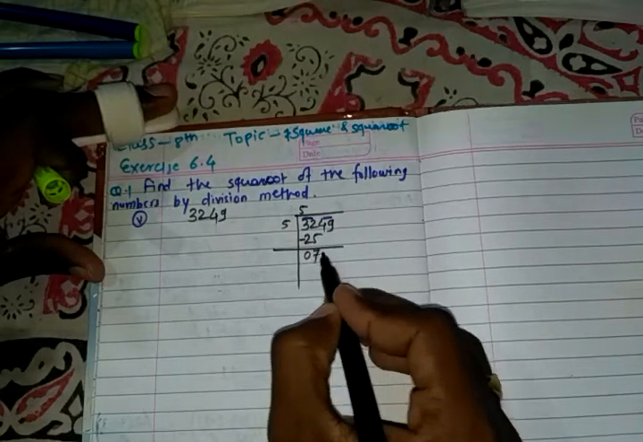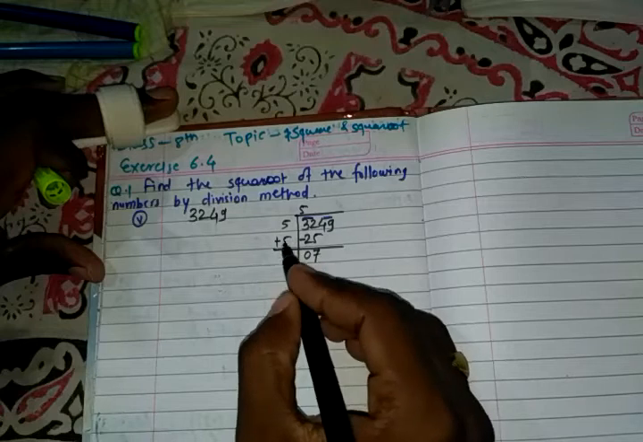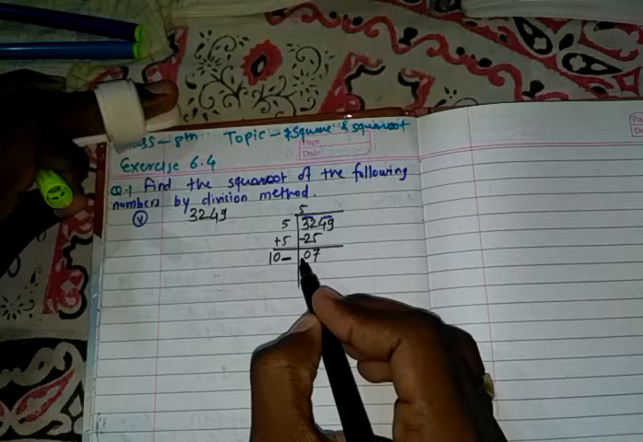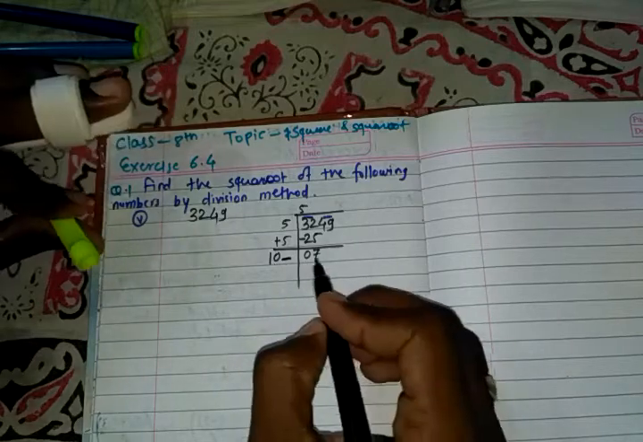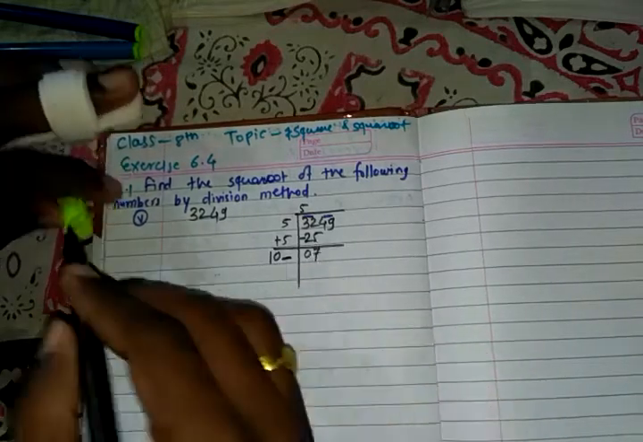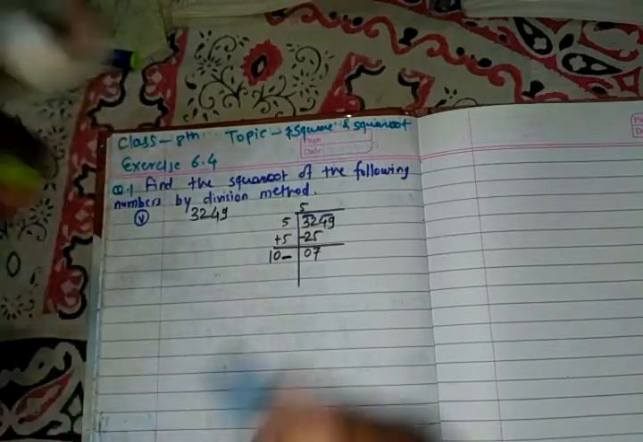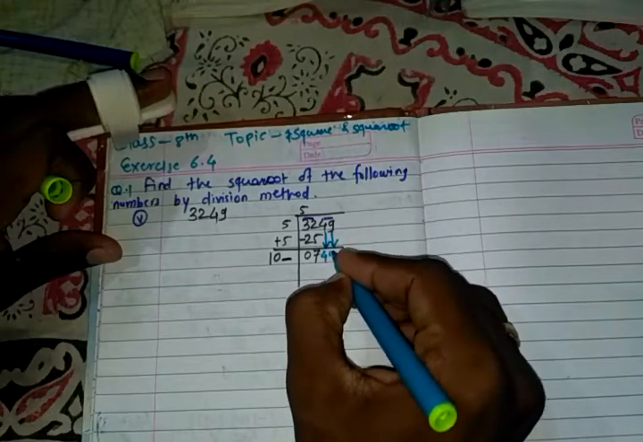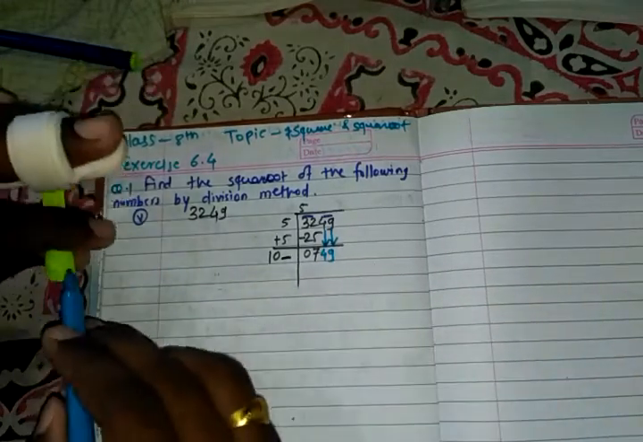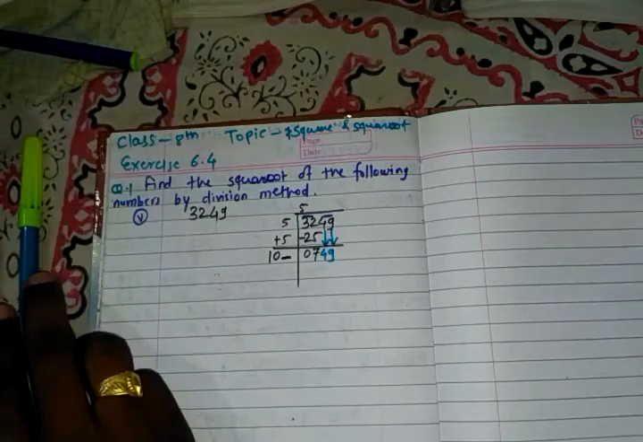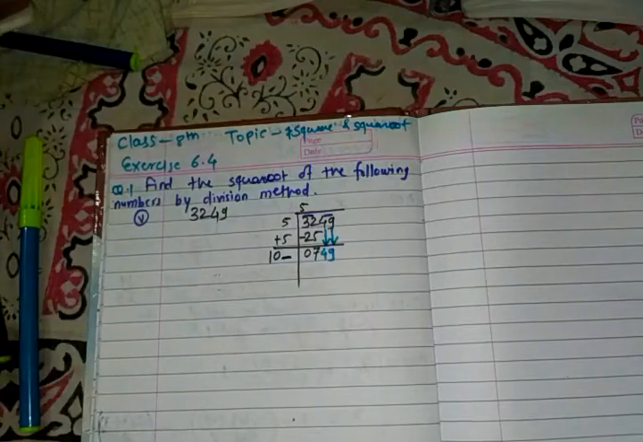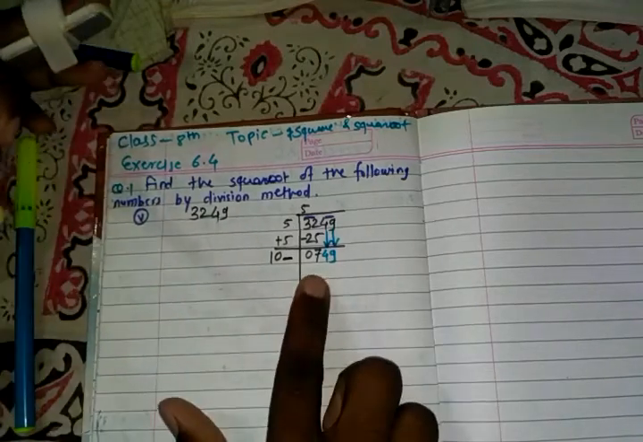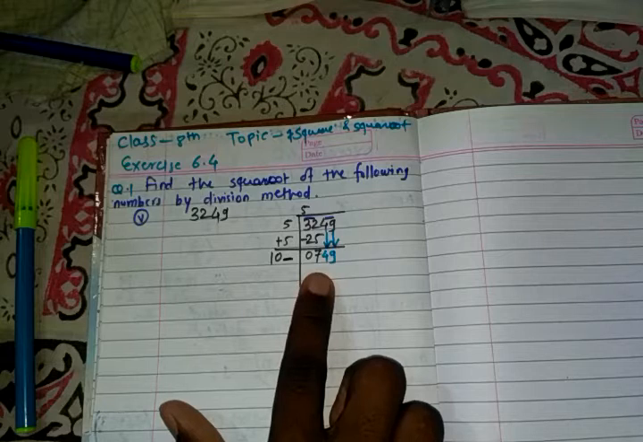So I got 7, and again I have to double this. When you are doubling this, you have to keep one blank with the unit place of the doubling number. Now what we will do, students, we will take down two numbers, that is 49, right? And after that, again we will think which number I will keep here so that we will get the product equal to 749.